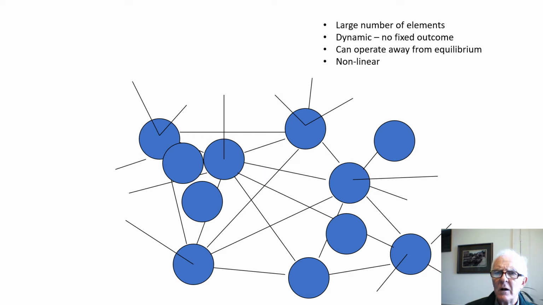So there are a large number of elements, they're dynamic, they change with time, there's no fixed outcome. These systems can operate away from equilibrium. So for example, living systems operate away from thermodynamic equilibrium. Their temperature is not the same as their surrounds. And they have these characteristics of non-linearity.